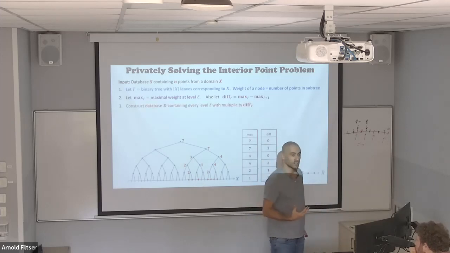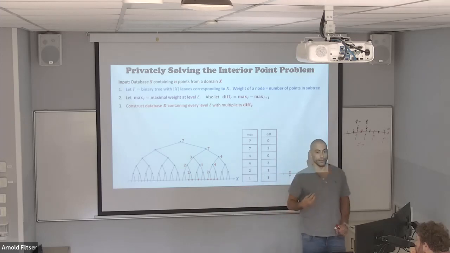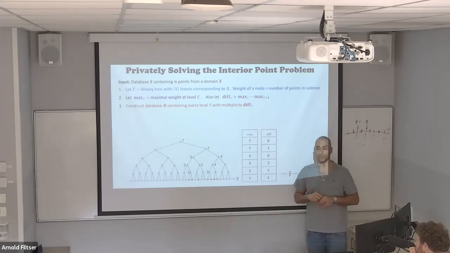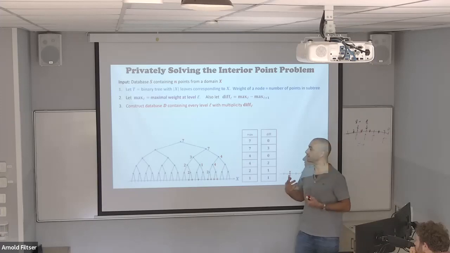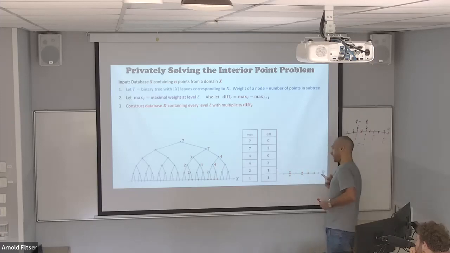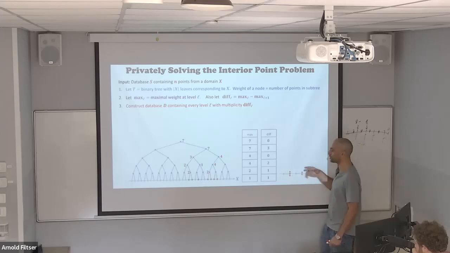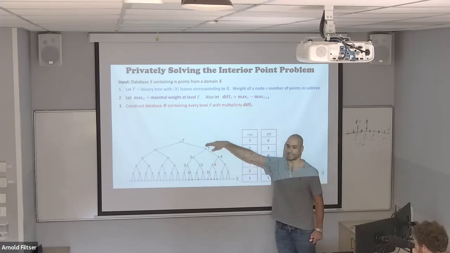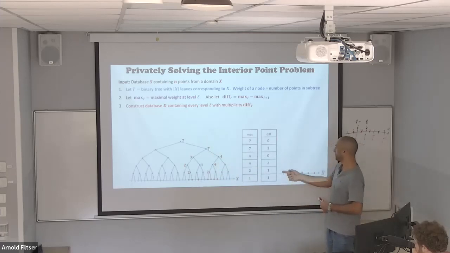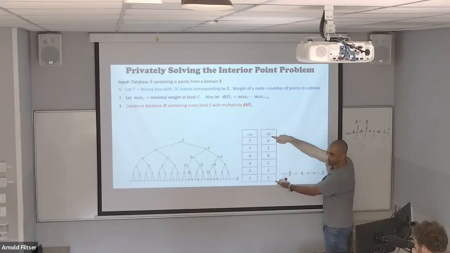Now I construct a data set from a much smaller domain. The size of the domain that elements in the next data set come from is logarithmic in the size of x, because the number of points in this domain corresponds to the number of layers in this tree. Okay, and that's my input data set.